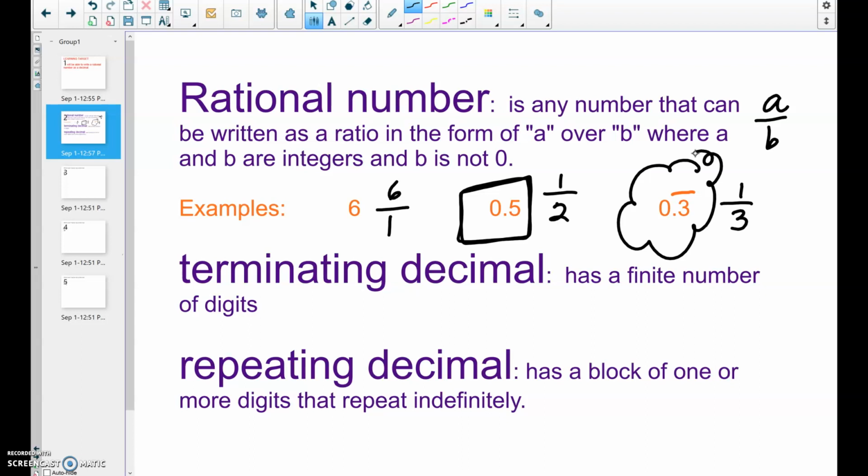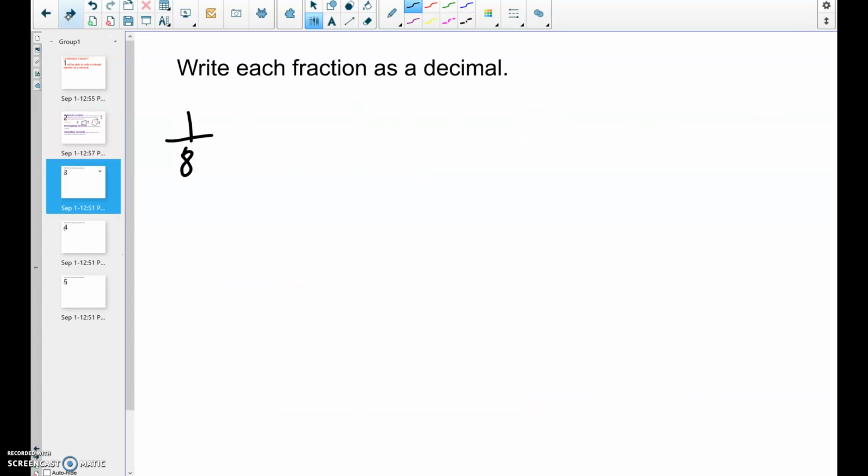So we're going to look at some rational numbers here, which means we're going to be looking at fractions, and we're going to convert them into decimals. Write each fraction as a decimal. This fraction 1/8 is a rational number. It's a ratio of 1 to 8, and we can write this as a decimal.